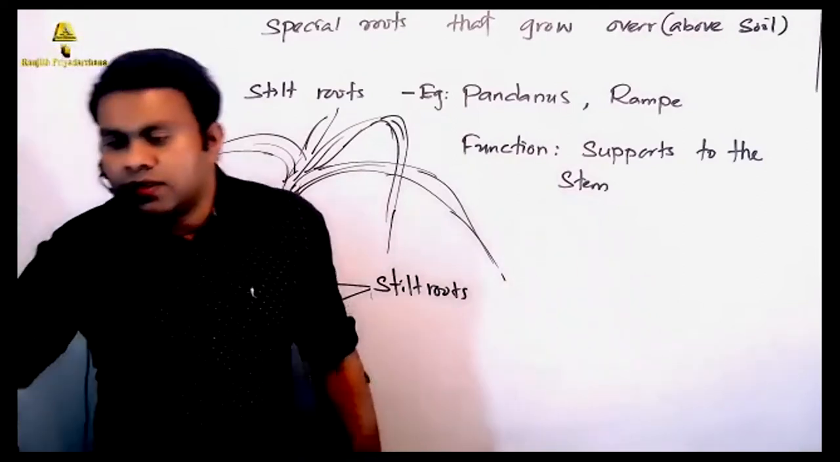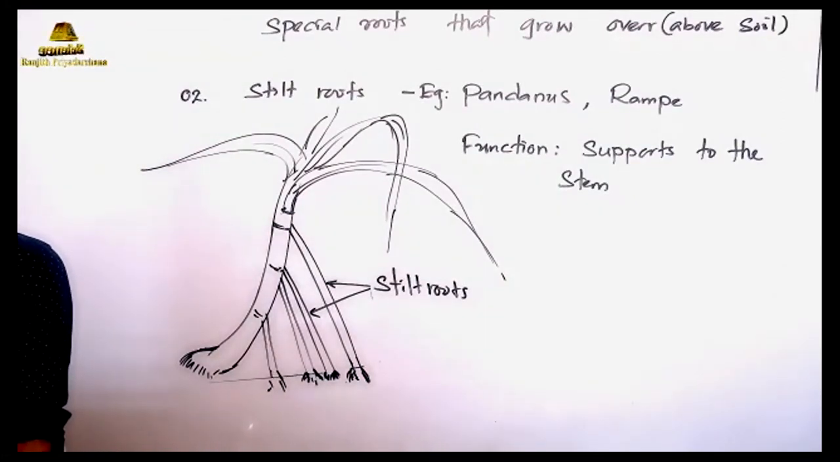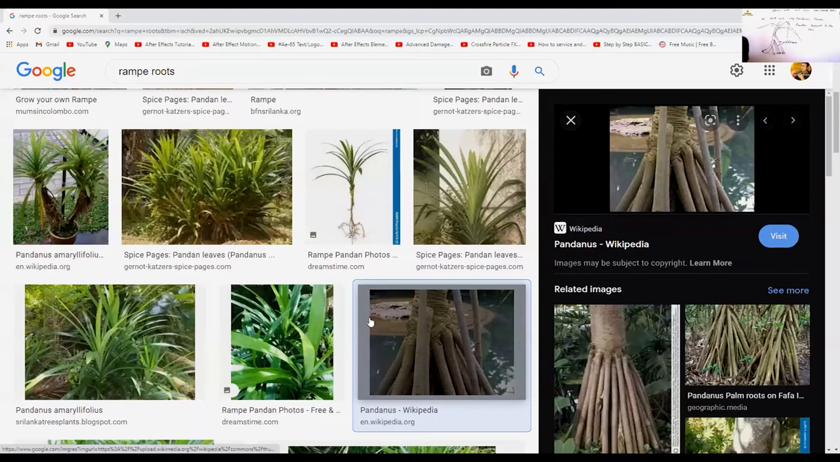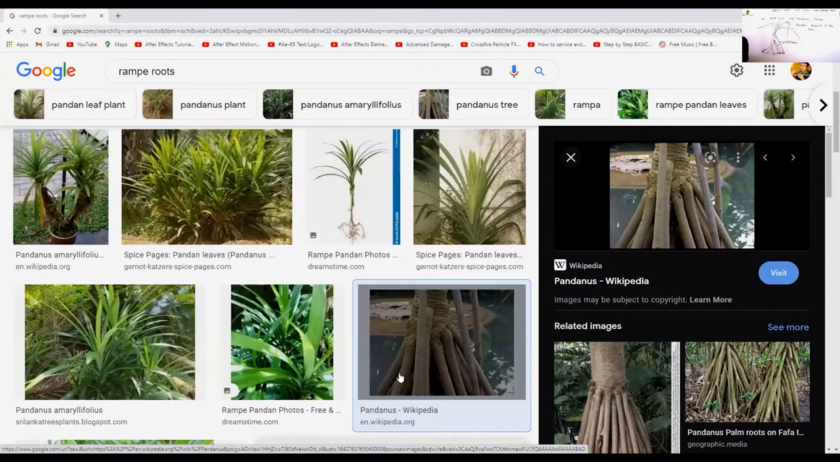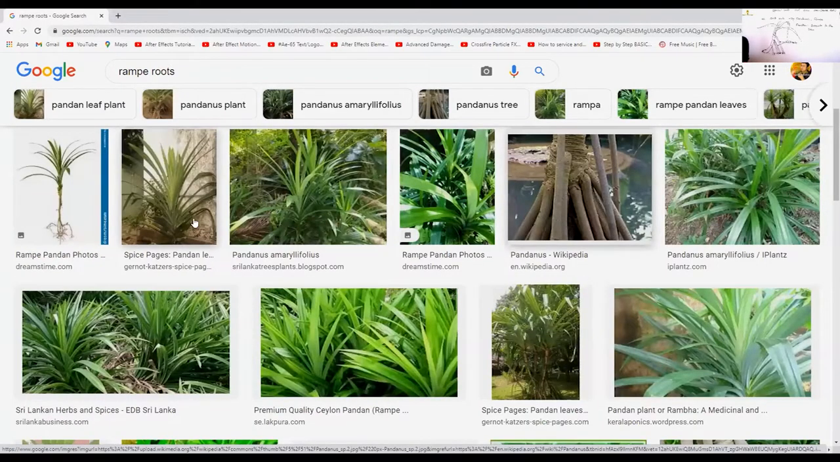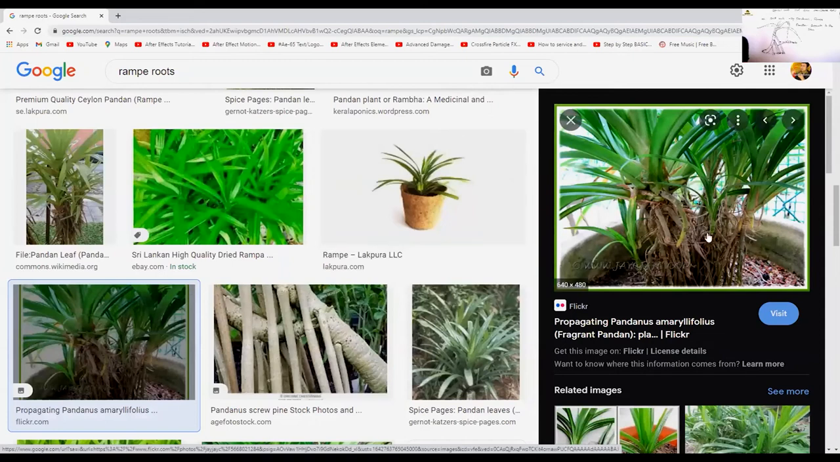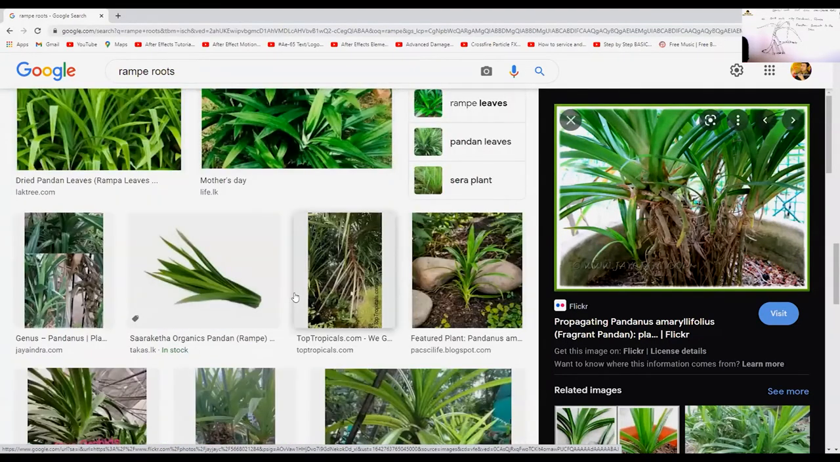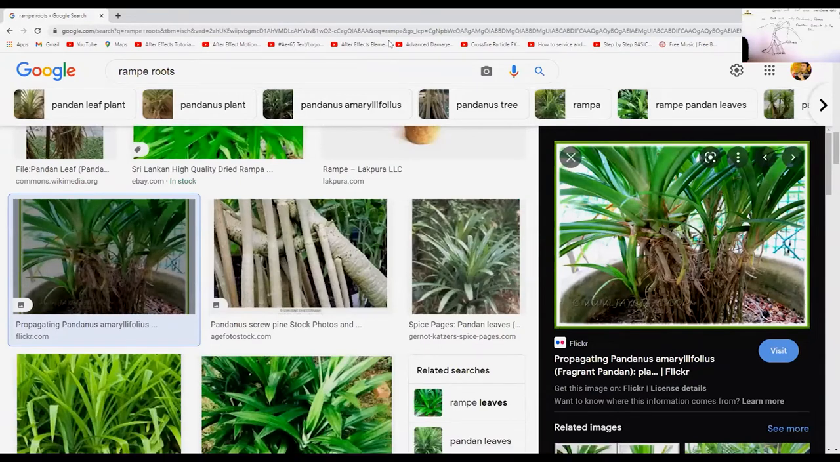Excuse me, sir. Can you please move? I can't see. Okay. Here's the rampe plant. May I share it? Okay, sir. Yes, a type of pandanus rampe. Let's type the roots of that.